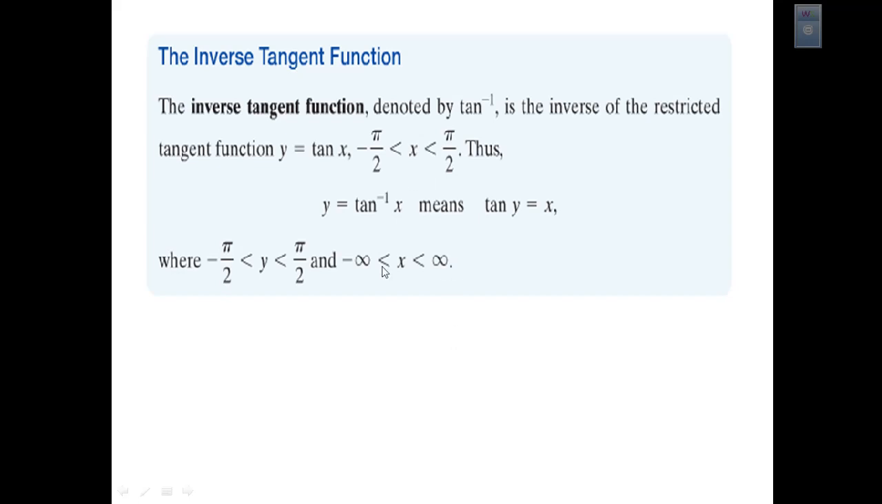Now, the difference with tangent, though, is we can actually take the inverse tangent of any number. We're not limited between negative 1 and 1 like we are with sine and cosine. Remember, the range of the tangent function was all real numbers when we graphed it. So remember, when we flipped that, x's and y's change. So now the domain of the inverse tangent function is all real numbers, and the range is negative 90 to positive 90, or negative pi over 2 to pi over 2.